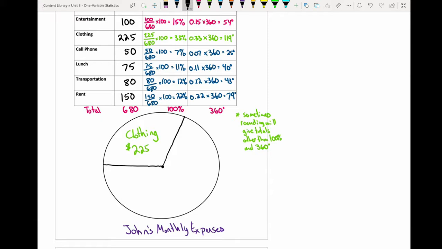And if I roughly draw out 54 degrees, it looks something like that. So measuring from these two angles, we get 54 degrees. And that was entertainment, or $100.